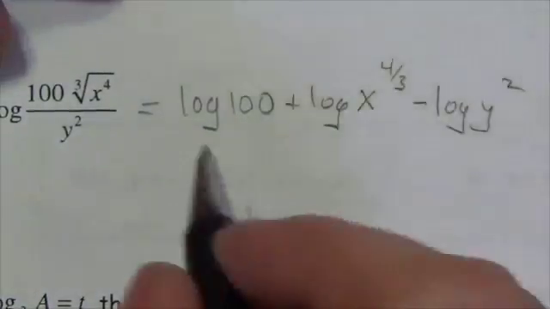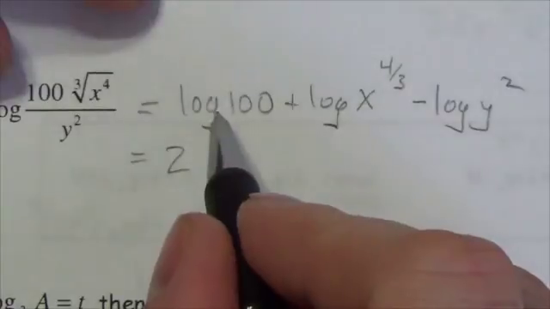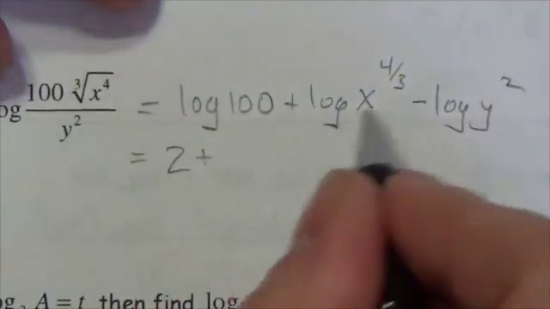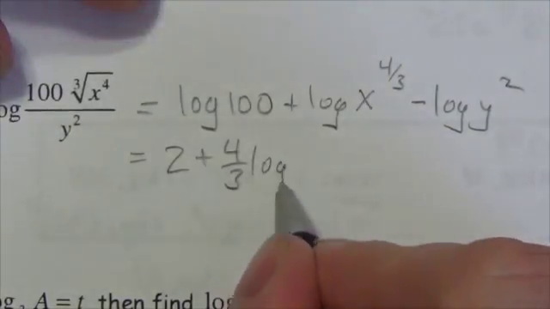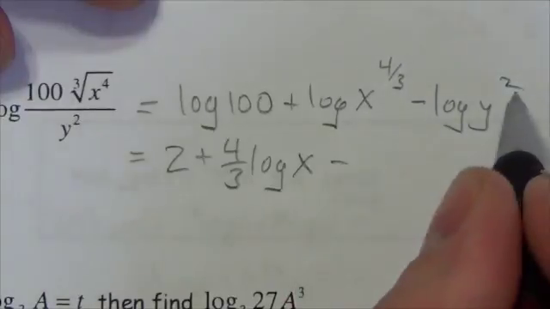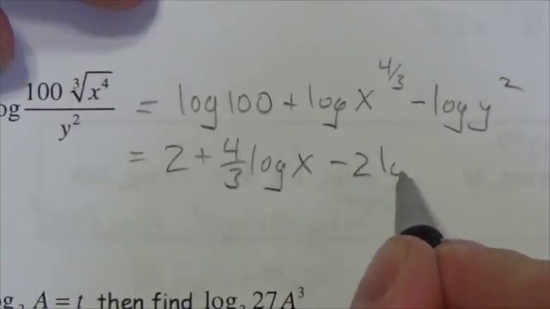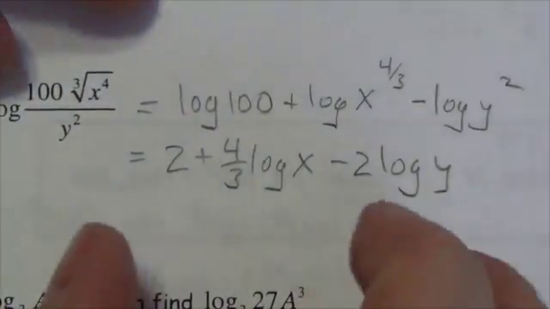Now, I'm going to bring down the exponents, but more than that, I know that the common log of 100 is going to be 2, because 10 squared is 100. Then I'll bring down the exponents and make them coefficients, so this becomes 2 plus 4/3 of the common log of x, and again bring down the exponent, so minus 2 times the common log of y. And that's what we're looking for in terms of expansion.